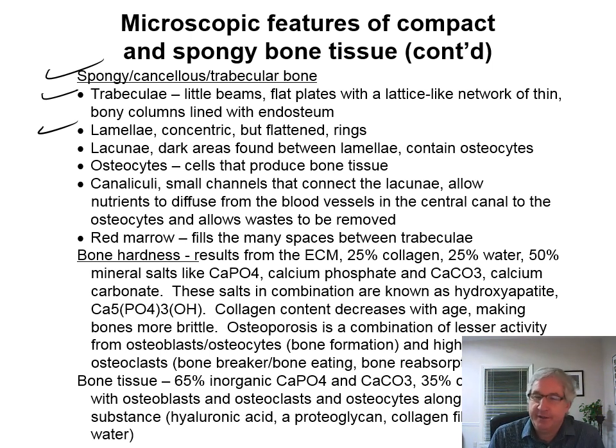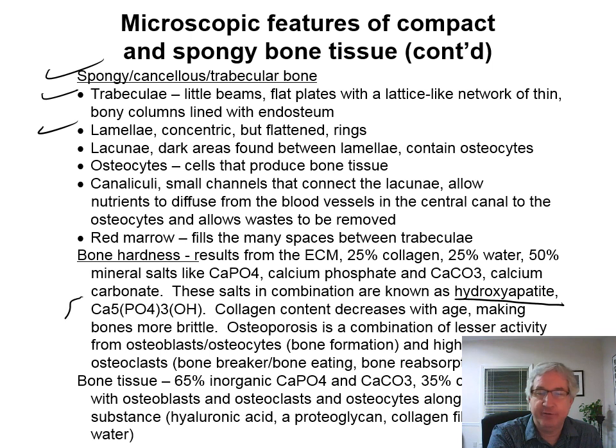And also bone hardness. Bone hardness results from the extracellular matrix, the ECM. Extracellular matrix is, in rough numbers, 25% collagen, 25% water, and 50% mineral salts, like calcium phosphate and calcium carbonate. These salts in combination, calcium phosphate and calcium carbonate together, form a compound called hydroxyapatite. You don't have to know this, but you will probably hear this at some point later on in your careers.